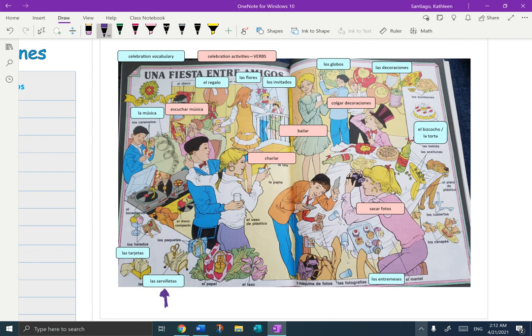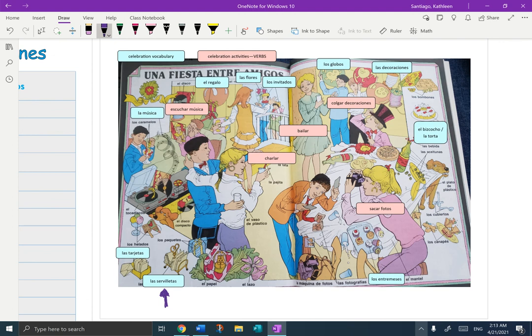Now let's look at the verbs. What is the girl doing? Sacar fotos. No PH in Spanish, but that is a cognate. Sacar fotos. Colgar decoraciones. Okay, so he's hanging up the decorations. She is bailar. Ooh, she's got a beat going. Bailar. Now, the two people standing with the glasses, probably of ponche, they are charlar. So chatting, charlar. And then over here, escuchar música. So they're listening to the music.